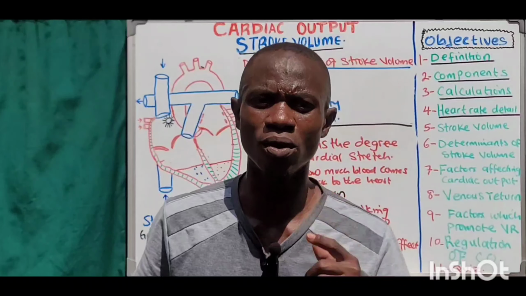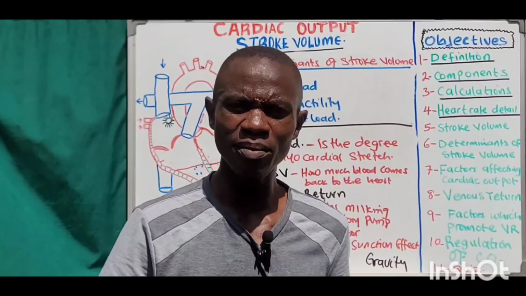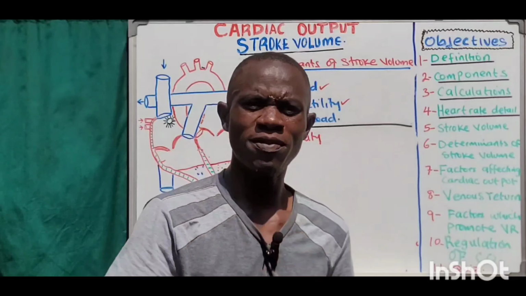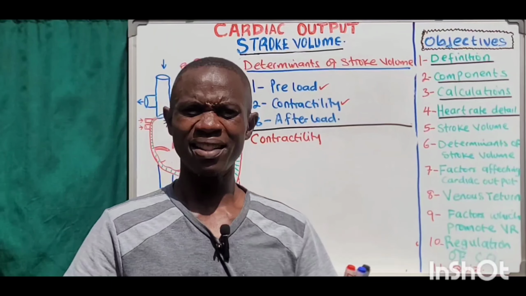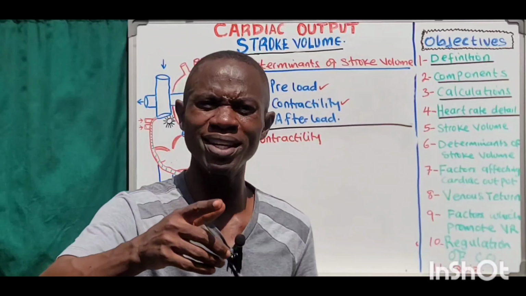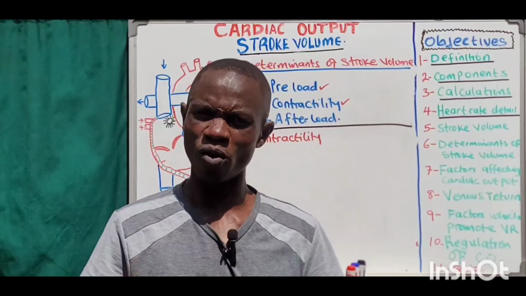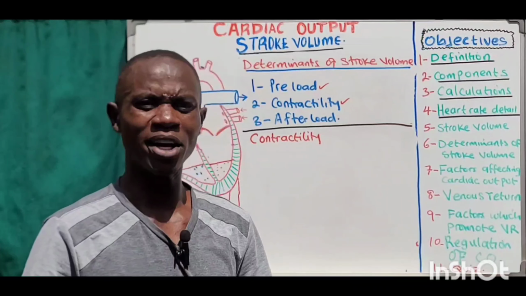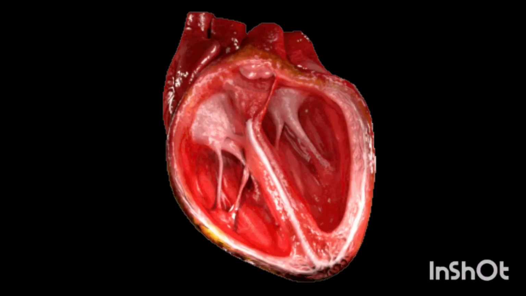Let's go ahead and look at contractility as also a determinant of stroke volume. So now let's briefly talk about contractility. Contractility just means the contraction of the heart muscles. But before you go into the detail, take a look at this one by yourself and see exactly what I mean when we talk about myocardial contractility. I want you to watch how the myocardium is going to be contracting.